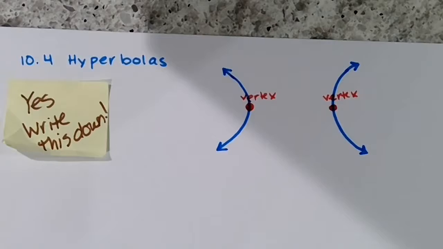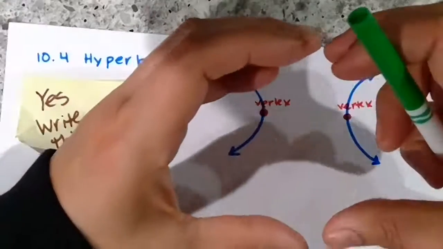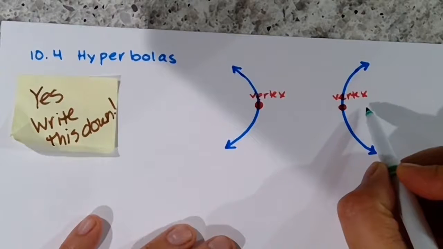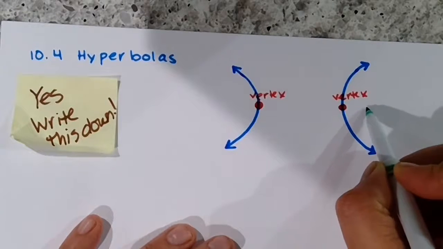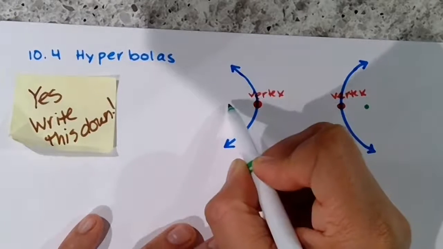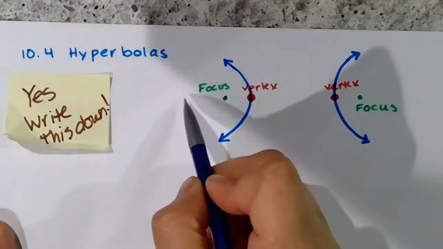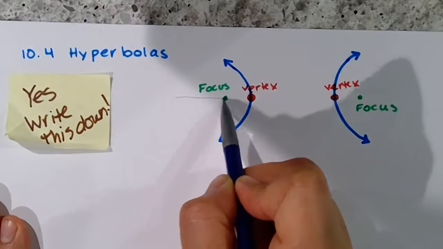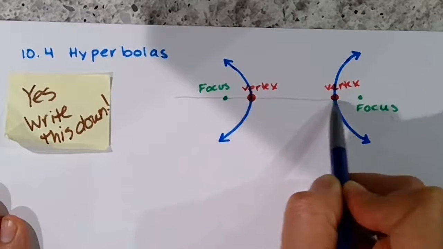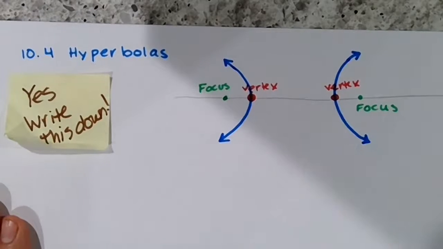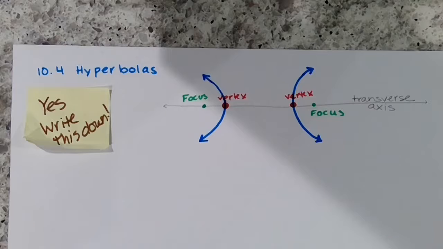And then you have your focus points. Now in an ellipse, your focus points are inside. Well, they're going to be the same thing for a hyperbola. Your focus points are actually inside, and the distance, well, I'll talk about that in a minute. And you have an axis. And the axis that connects the two vertices, they all pass along this, is called the transverse axis.